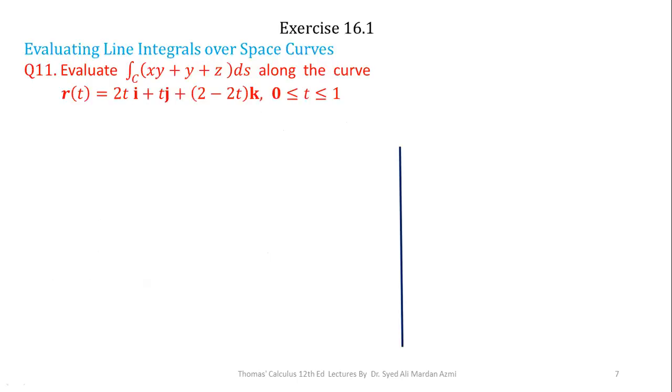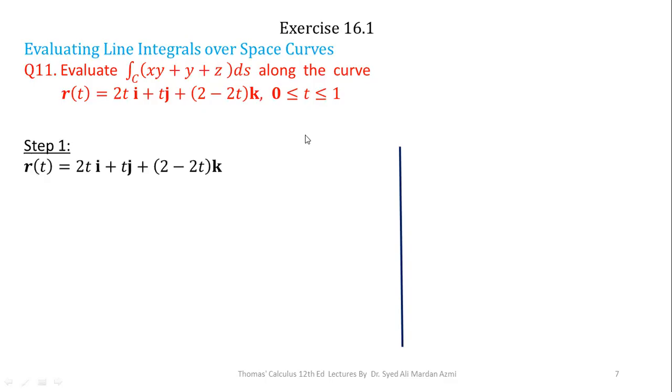Next, in question number 11, we have a function. Integrate xy plus y plus z along the curve r of t equal to 2t i plus t j plus (2 minus 2t) k, and the limits given here are 0 to 1. So working steps are similar.